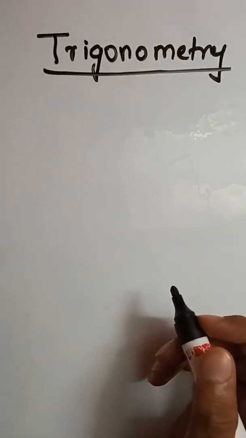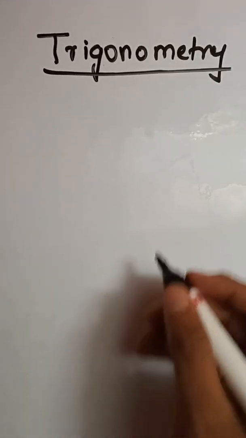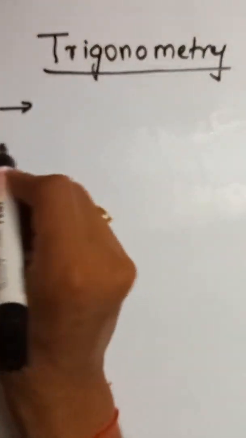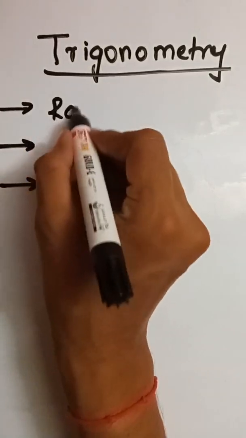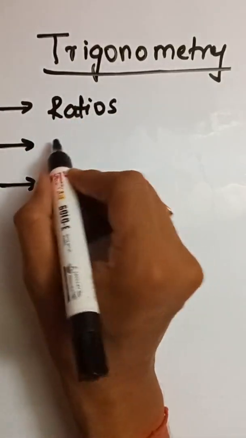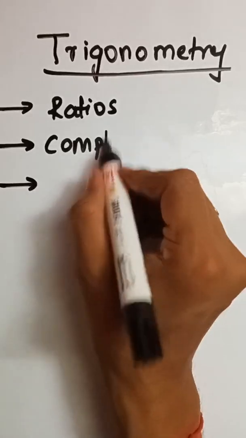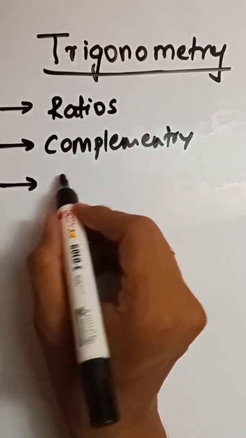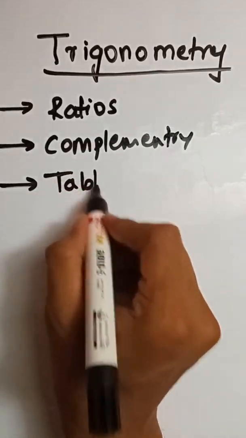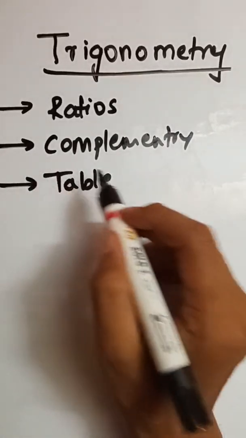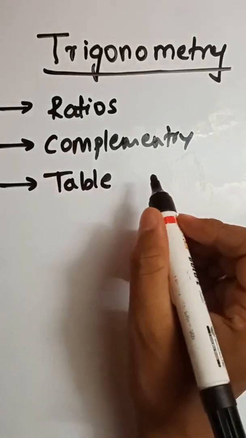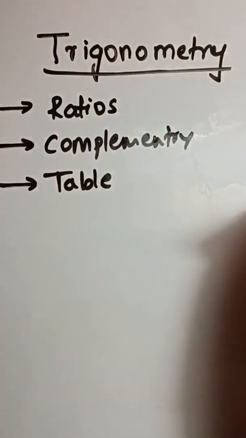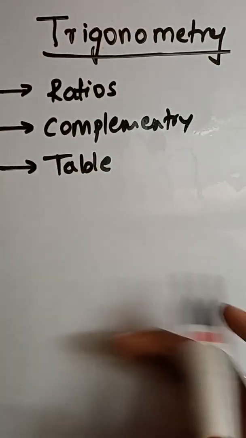Now in this chapter, we'll first start with the formulas. This trigonometry chapter is divided into three parts. First is about the trigonometric ratios. Second is the complementary angles. And third is the table. Using the table, we have to substitute the values in the given question. Okay, so the first exercise is about trigonometric ratios. So let's first understand the different trigonometric ratios.